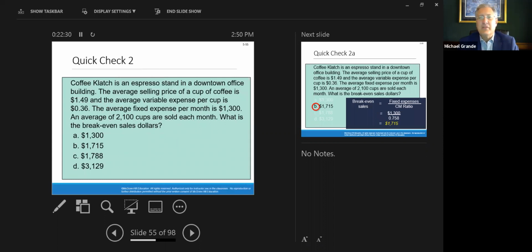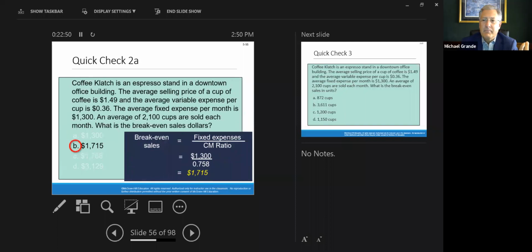Coffee Klatch has an espresso stand in a downtown office building. The average selling price of a cup of coffee is $1.49. The average fixed expense per month is $1,300. An average of 2,100 cups are sold. We've seen the example. What is the break-even point in sales dollars? It's the fixed expenses divided by the CM ratio. When they have sales revenue of $1,715, their break-even is 0. Their target profit is 0.